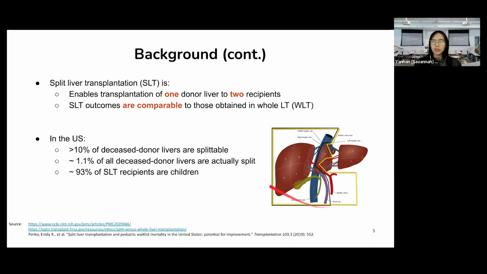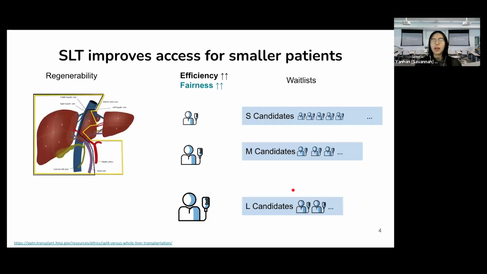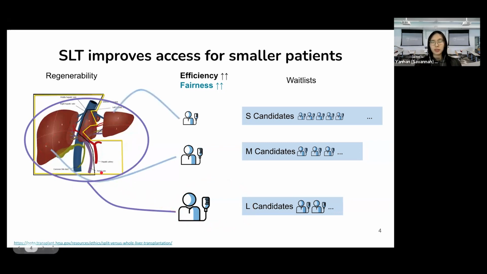This figure illustrates the anatomy of a human liver and how it can be split into 2 parts. SLT is possible because human liver cells have strong regenerative capability. The traditional method uses 1 large liver and saves 1 large patient's life. With SLT, we can split the liver into 2 smaller halves, and save 2 smaller patients' lives.